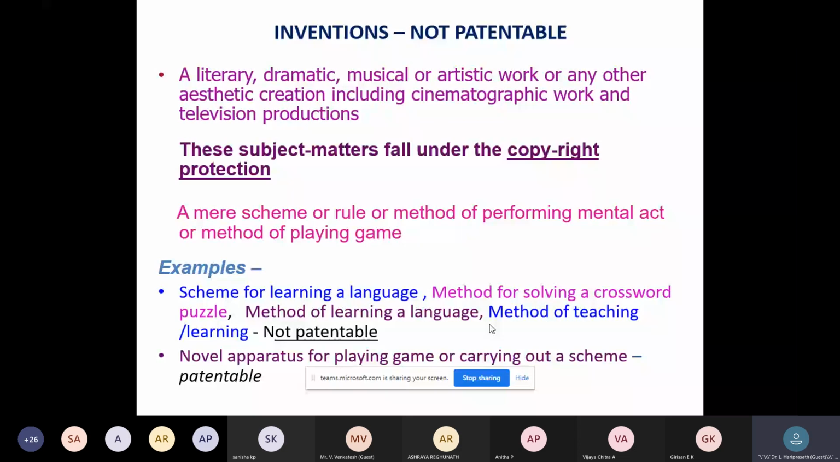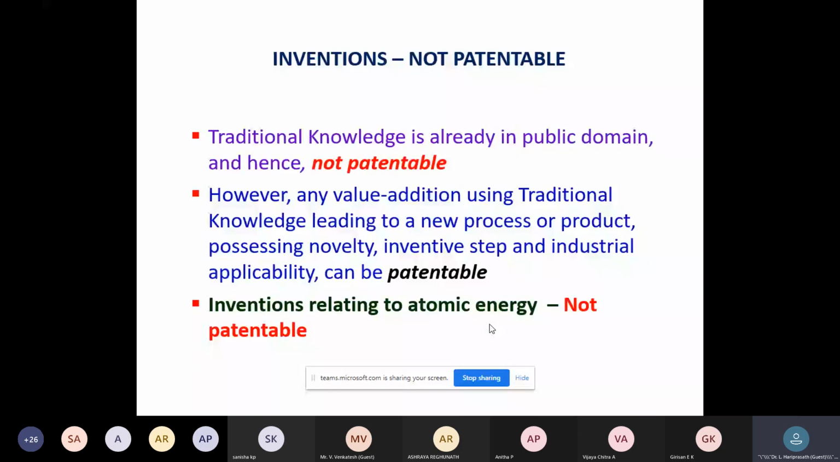Now this was introduced recently after the turmeric issue that came with the US. The traditional knowledge is already in the public domain, and hence it cannot be patented. So whoever is working on medicinal plants, be careful that just saying that this plant has this property cannot be patented, because the plant is already existing, and you cannot go and say that this is an invention.